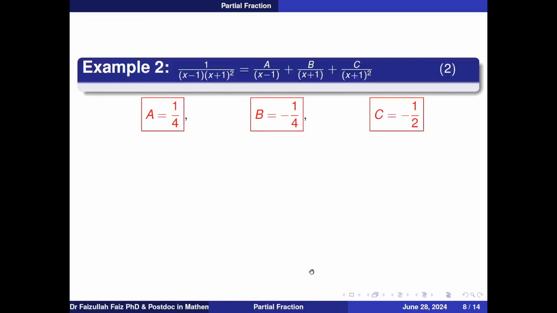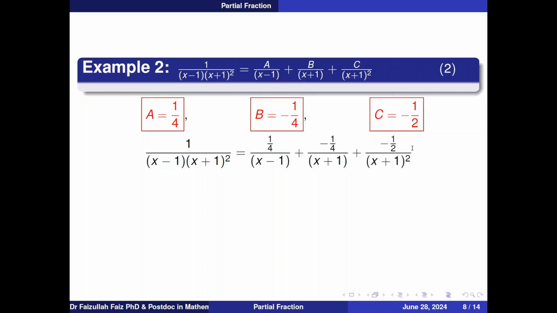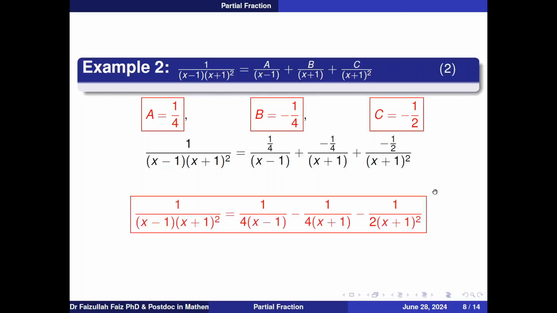Now we have all values of a, b and c. So instead of a, now we put 1/4. And for b, we put its value, which is minus 1/4. For c, we put its value, which is minus 1/2. And that is the required solution.